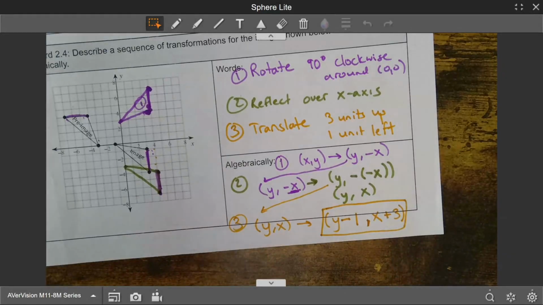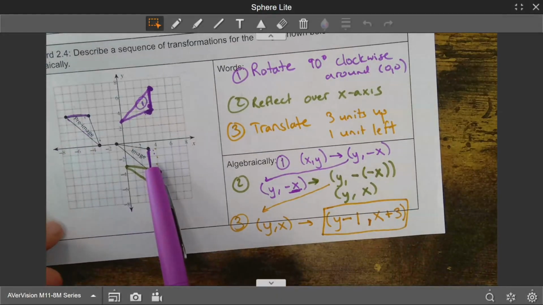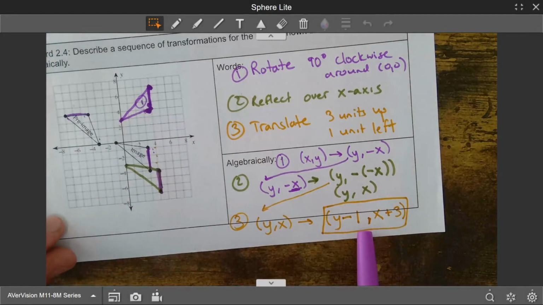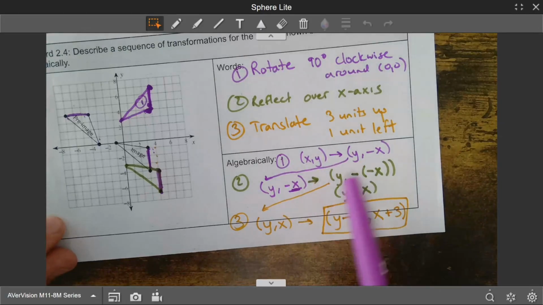Could you find that by just comparing the points from your pre-image to your image? Absolutely. You could make a table from here to here, and this would be the rule you would see. It's really hard to figure out from just a table. I'd recommend trying to look one step at a time.